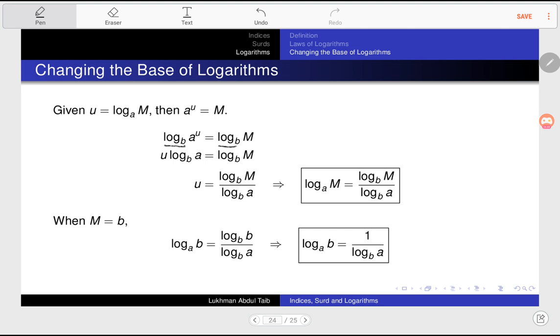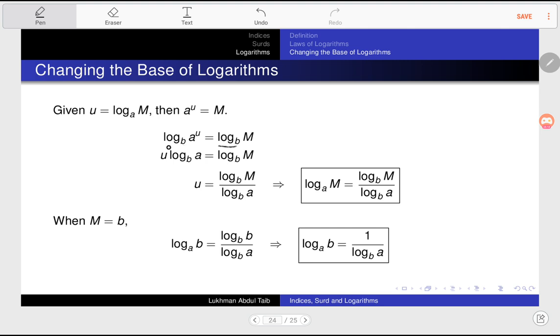Log to the base of b. Okay, so now we have log a to the power of u to the base of b equals log capital M to the base of b. So both sides now have logarithm to the base of b.